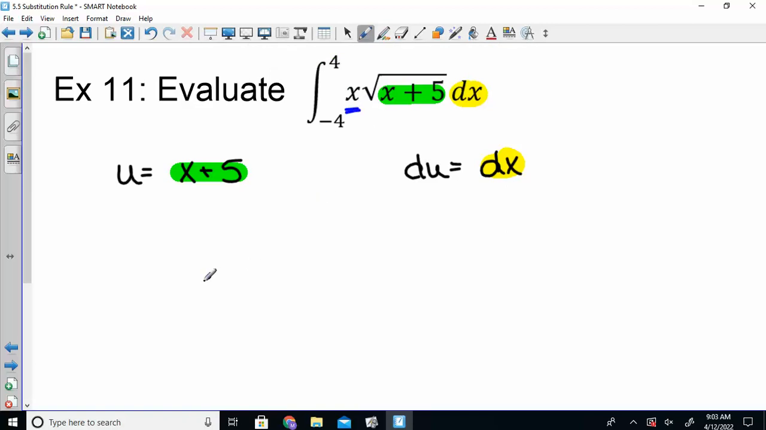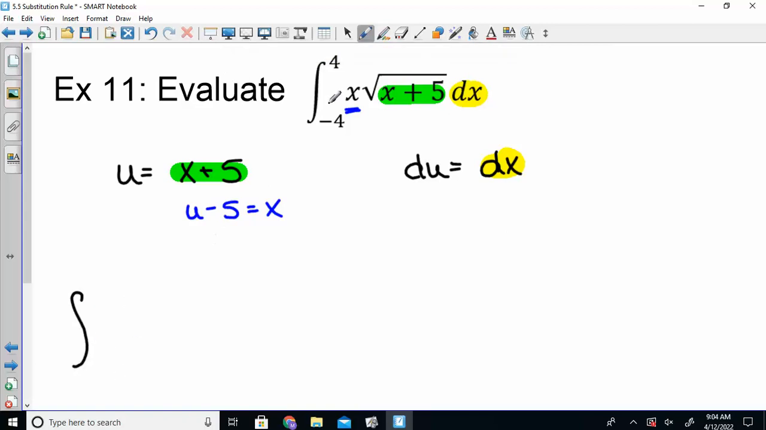But I also have another x. What am I going to have to do for it? We did this on the last example yesterday. We have to take this u equation and solve for x. So that means u minus 5 would equal plain x.